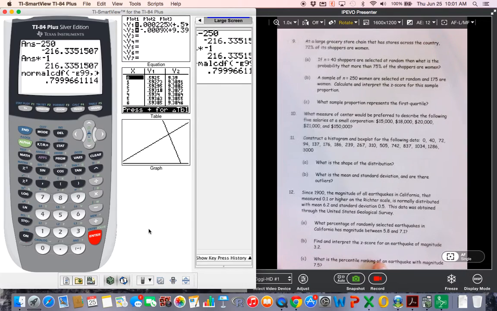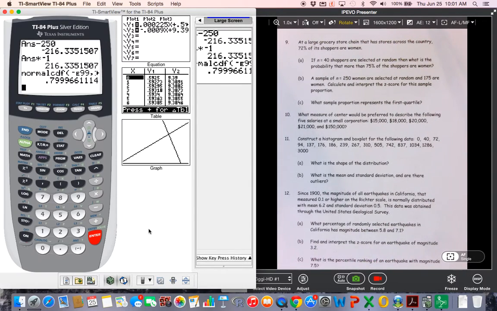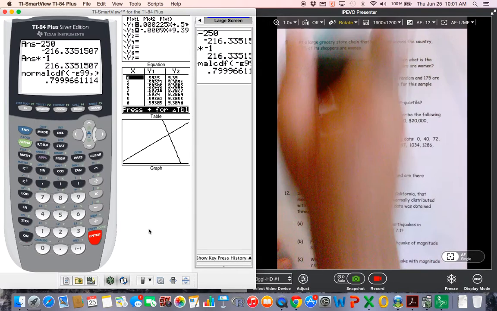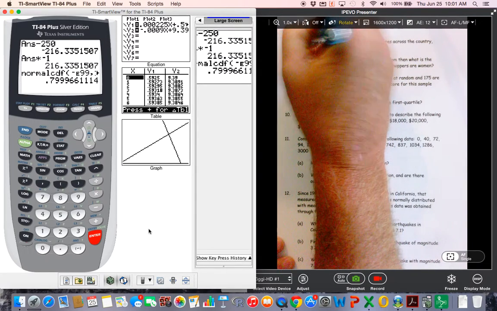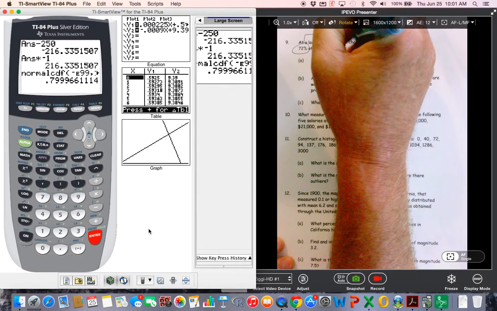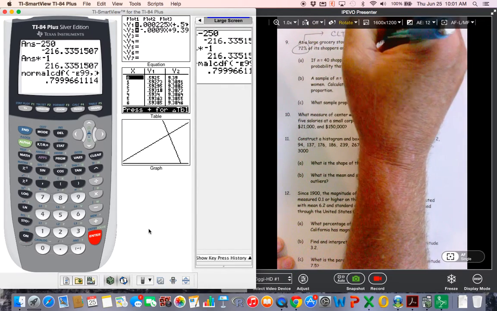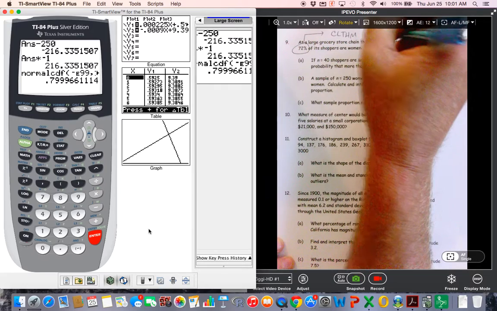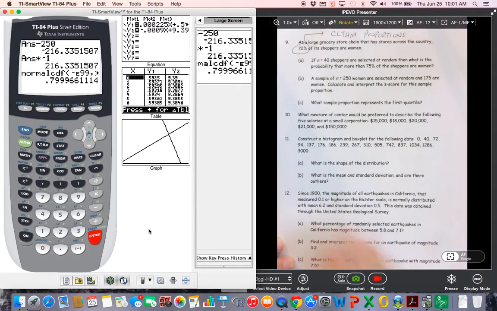All right, gang, number 9, at a large grocery store chain that has stores across the country, 72% of its shoppers were found to be women. Now, when you see that 72%, what should you think? Central limit theorem for proportions. Guys, this is getting into a situation where we have categorical data.